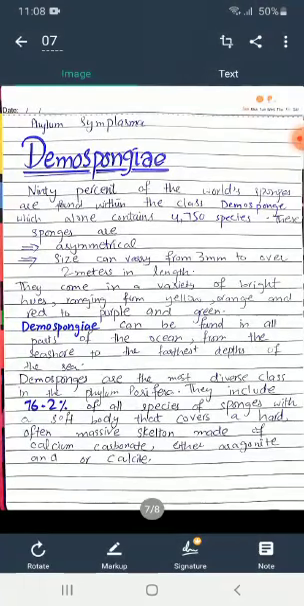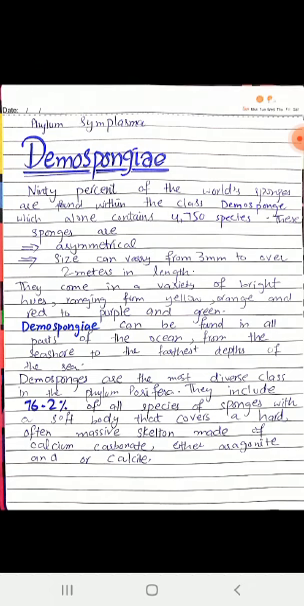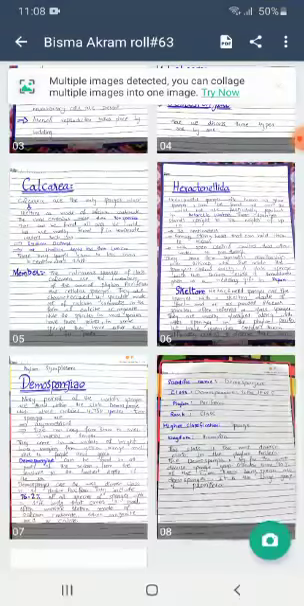The third type is Demospongiae. 90% of the world's sponges are found within the glass demosponges, which alone contain 4,750 species. These sponges are asymmetrical. Size can vary from 3 mm to over 2 meters in length. They come in a variety of bright hues ranging from yellow, orange, and red to purple and green. Demospongiae can be found in all parts of the ocean from the seashore to the furthest depth of the sea. Demosponges are the most diverse class in the phylum Porifera. They include 76.2% of all species of sponges with a soft body that covers a hard, often massive skeleton made of calcium carbonate, either aragonite and or calcite.